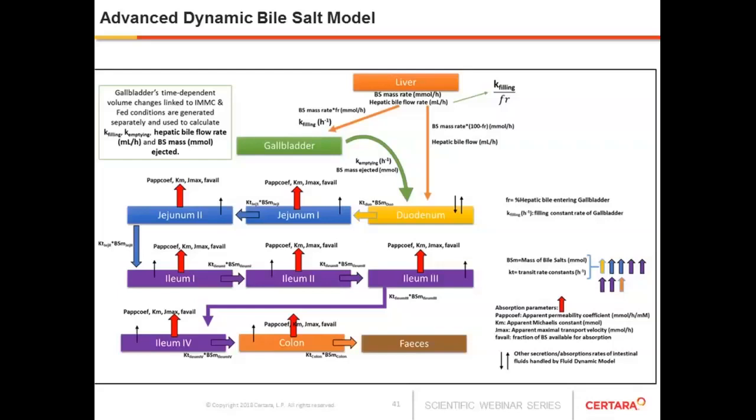So the emptying of these bile salts from the gallbladder into the first GI compartment, that is the duodenum, will be different depending upon the IMMC cycle defined for each individual within a simulator.